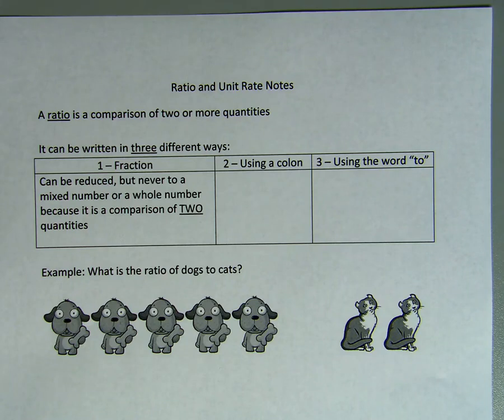Alright, so today's lesson is on ratio and unit rate. And we'd say that our first definition of ratio is a comparison of two or more quantities. It can be written in three different ways. The first way is a fraction, so it can be reduced but never to a mixed number or whole number because it's a comparison of two quantities.